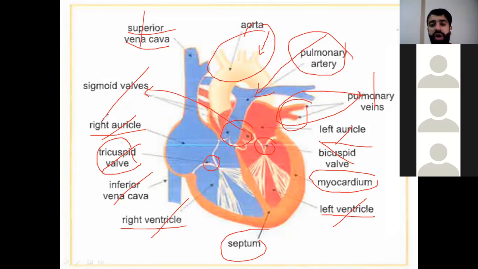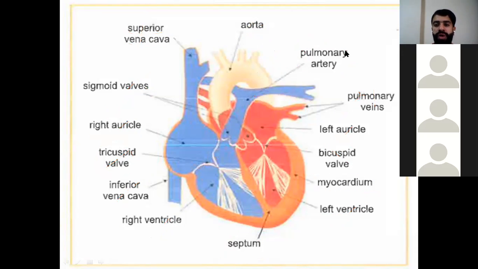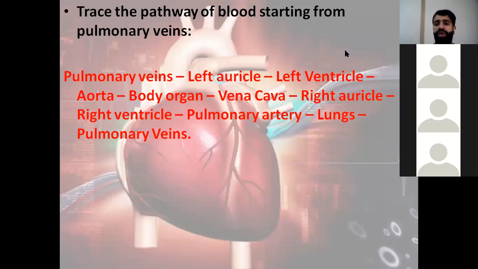So labeling of the heart is very, very important. So now this is your job. Mostly we studied the different parts of the heart and their locations, but we didn't go deeply into the labeling of the heart. So this week, your job is to review the labeling of the heart. Okay, guys? So now let's move to the pathway of the blood starting from the pulmonary veins.